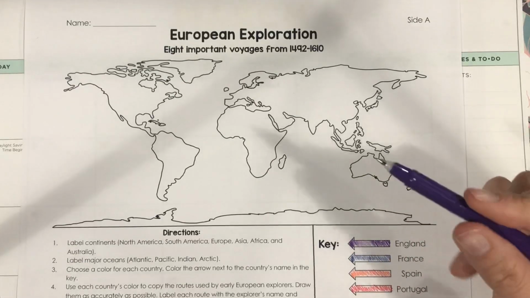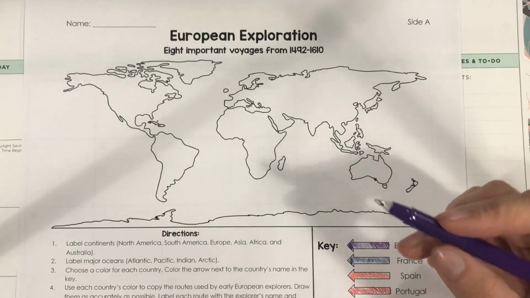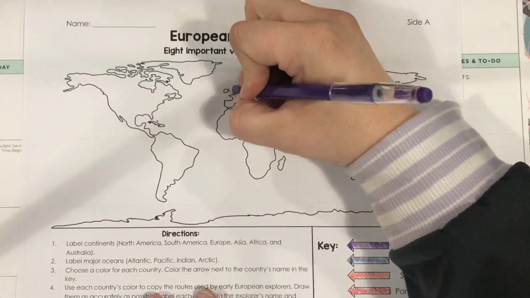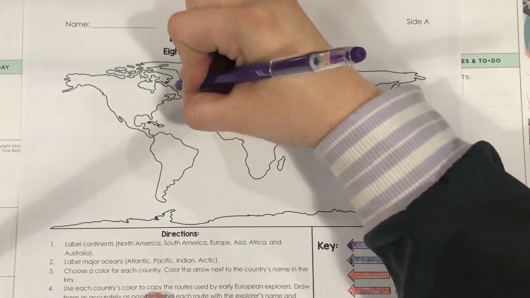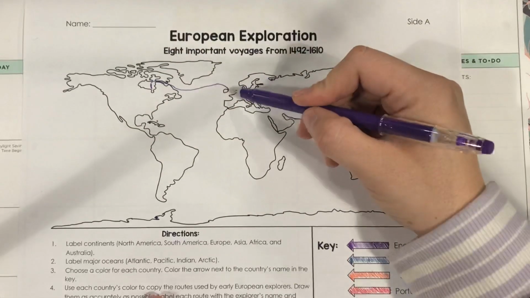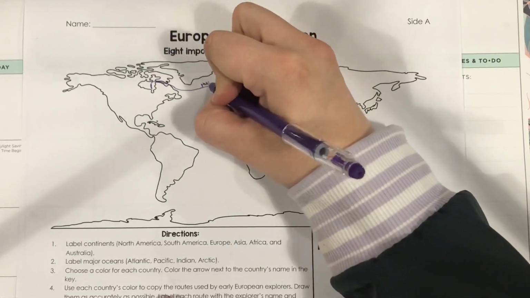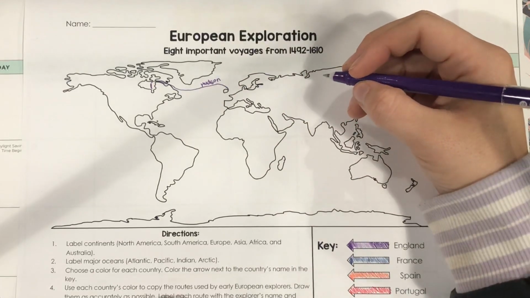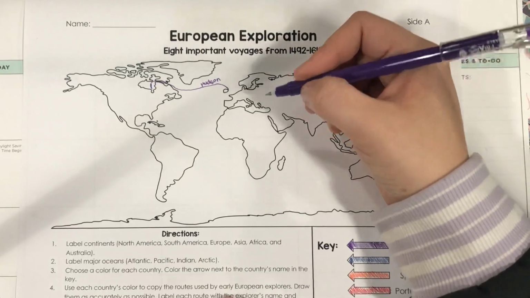So first we're going to do the England explorers. And the first one we're going to do is Hudson, and he explored in 1610. And what he did is he started right around here, and then he went and he explored and he went through the Great Lakes. And so he went all the way through here and then down into here, okay? So make sure you draw that for Hudson, and then you're going to write his name right beside it. Just Hudson, okay?